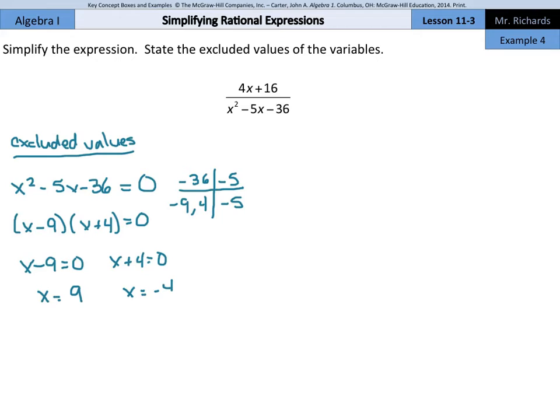And we'll get back to those in a minute. But let's now see if we can simplify our expression. And that's the other part of this.